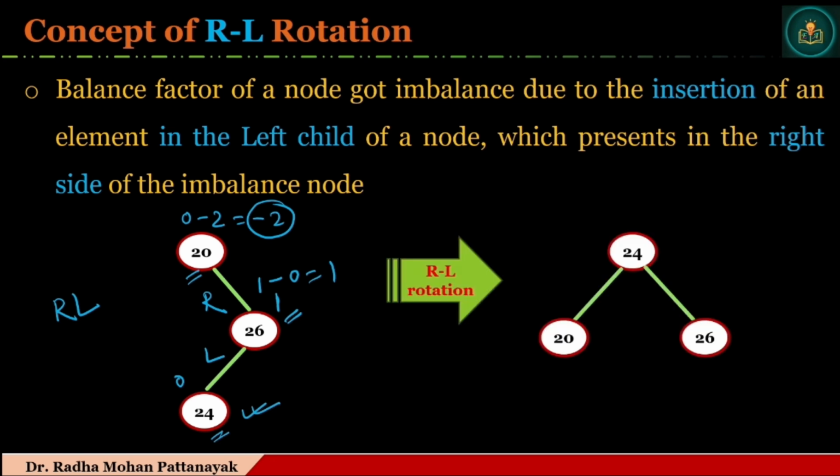As per the rule of right-left rotation, you make the lower node the root node, the middle node you don't disturb, and you turn the affected node to the left side. See here, I made 24 the root and 20 turned to the left side of 24, then 26 as it is on the right side of the root node. After rotation, calculate the balance factor. This is 0, this is 0, this is 0. Why is it 0? Because left side 1, right side 1. That's why 0. There is no left side, no right side, that's why 0. This is all about right-left rotation.